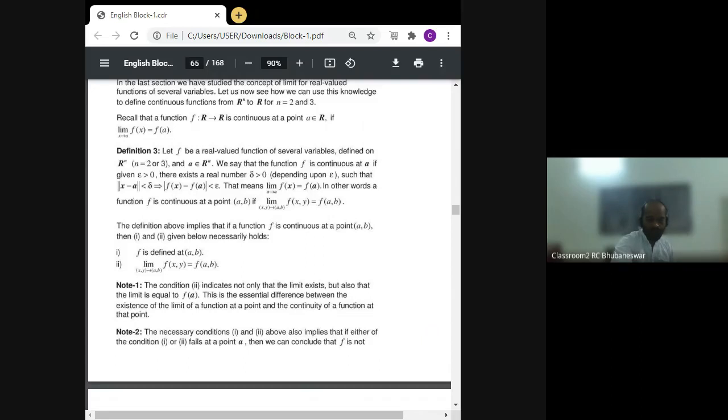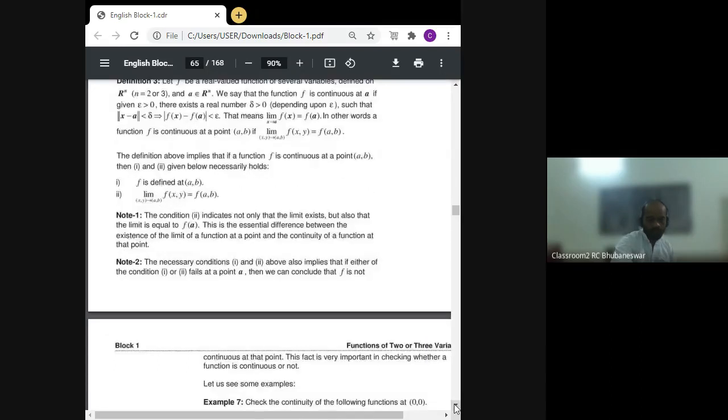Look at note number 1 and note number 2. In note number 1, condition number 2 indicates not only that the limit exists, but also that it equals the functional value f(a, b). The single mathematical expression has been written in two different sub points, but it is better to remember that particular formula or representation to define the continuity of a function at a point (a, b).